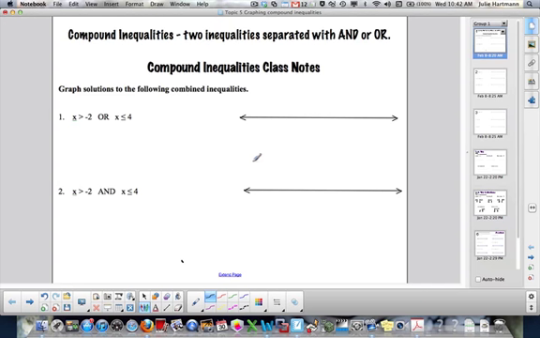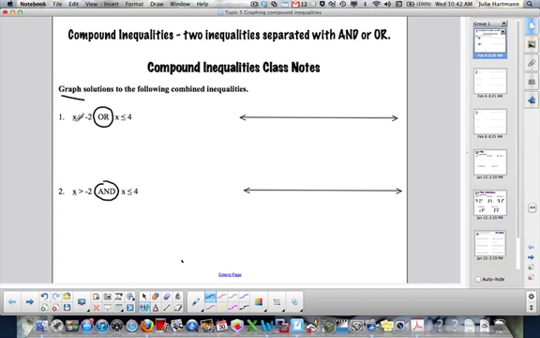Alrighty, today we are talking about compound inequalities, which are two inequalities separated with "and" or "or." Now, today all we're going to do is graph them. So when we are graphing the solutions, you really need to pay attention to this word, okay? And you need to think about what that means.